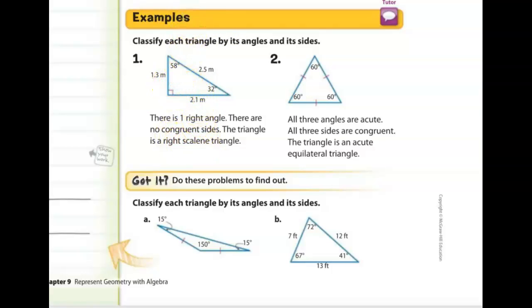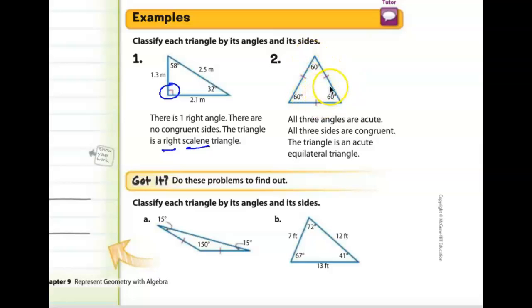Now, if you'll notice, though, this does have a right angle, so it's going to be a right triangle, and it's a scalene triangle. So one right angle makes it a right triangle. All three sides different make it scalene.